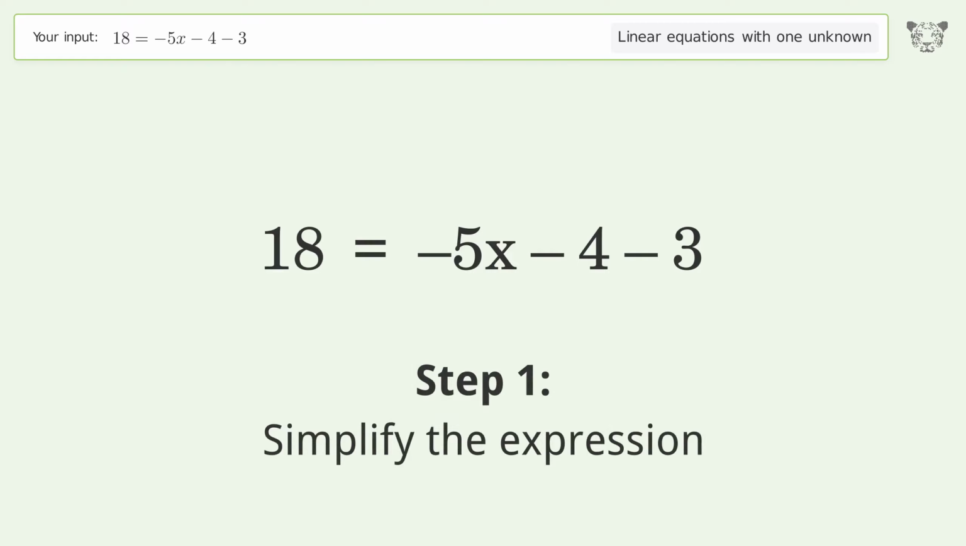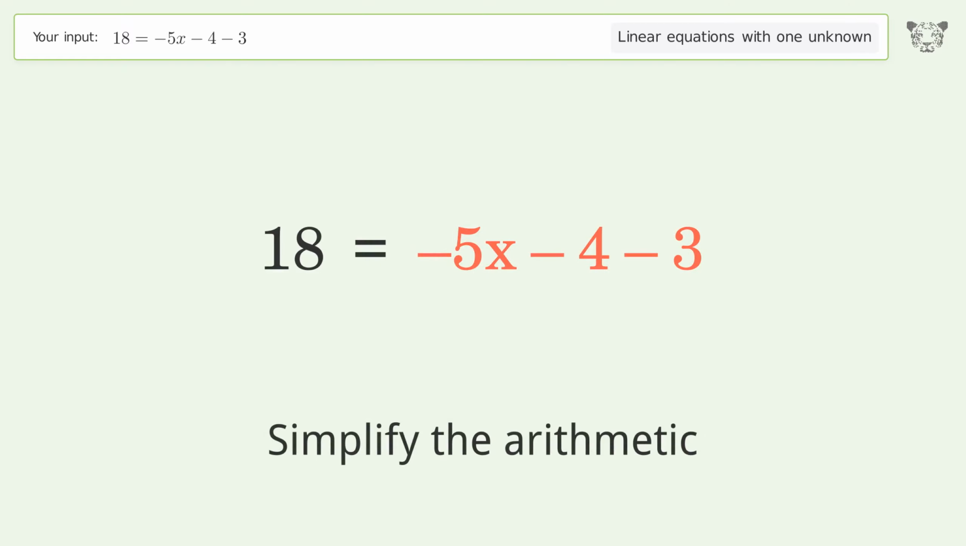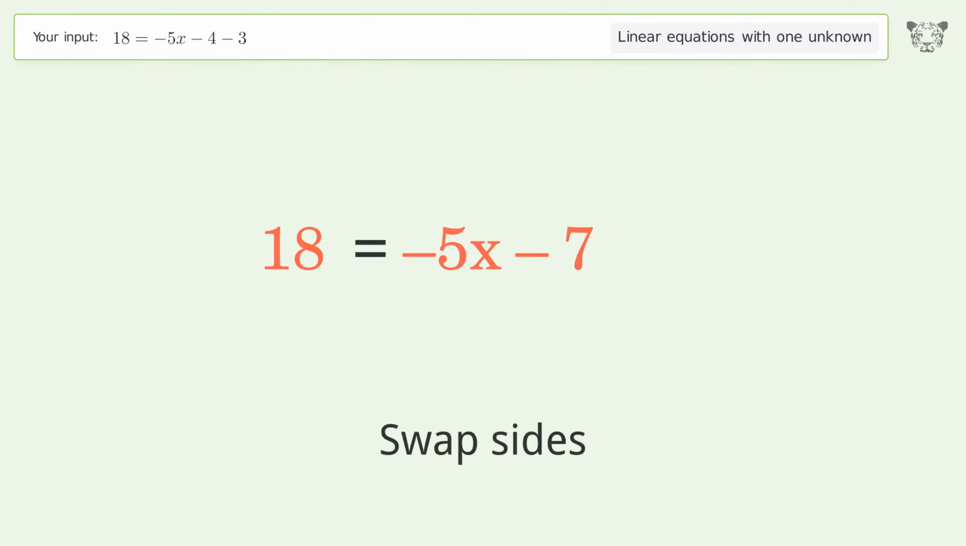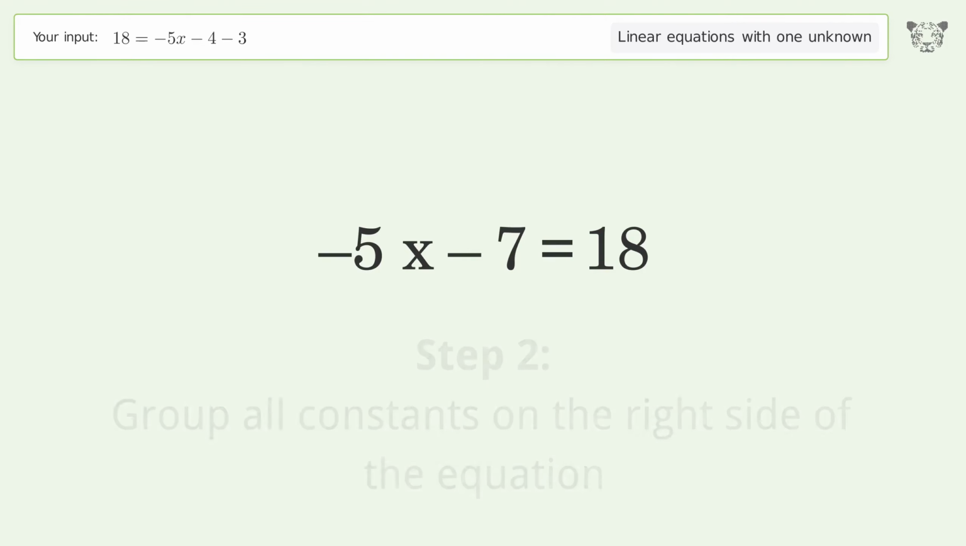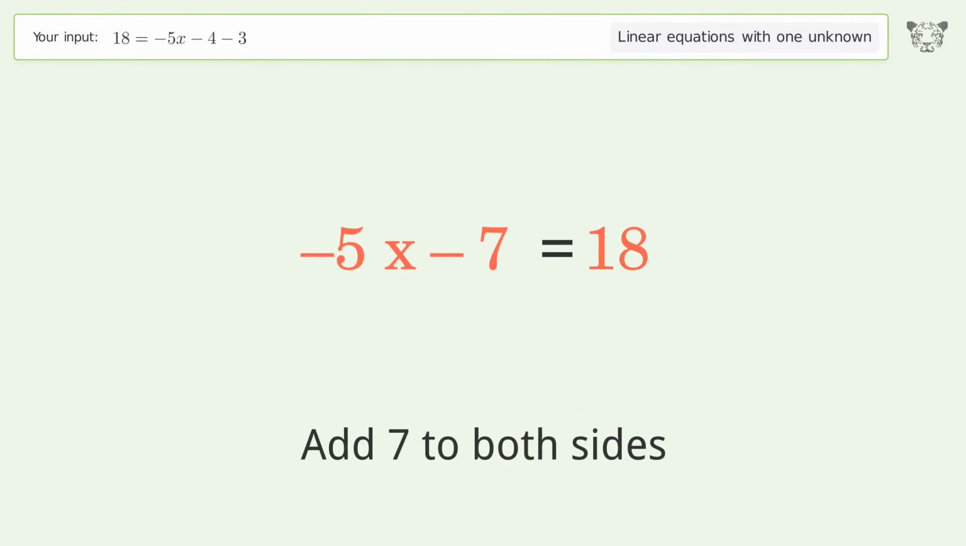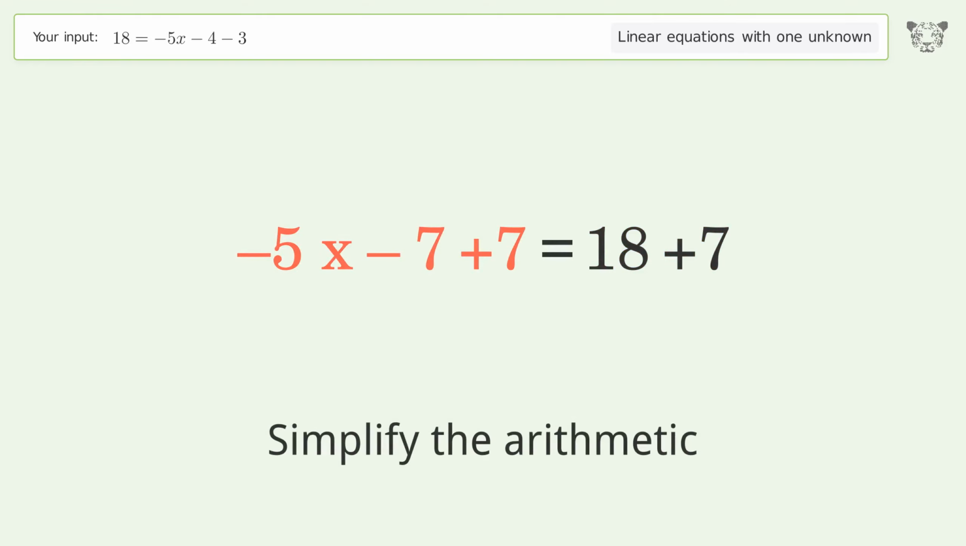Simplify the expression. Simplify the arithmetic. Swap sides. Group all constants on the right side of the equation. Add 7 to both sides. Simplify the arithmetic.